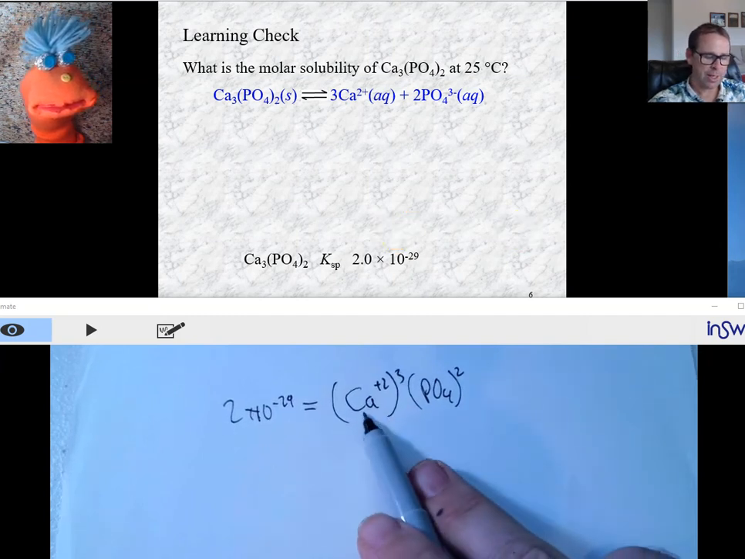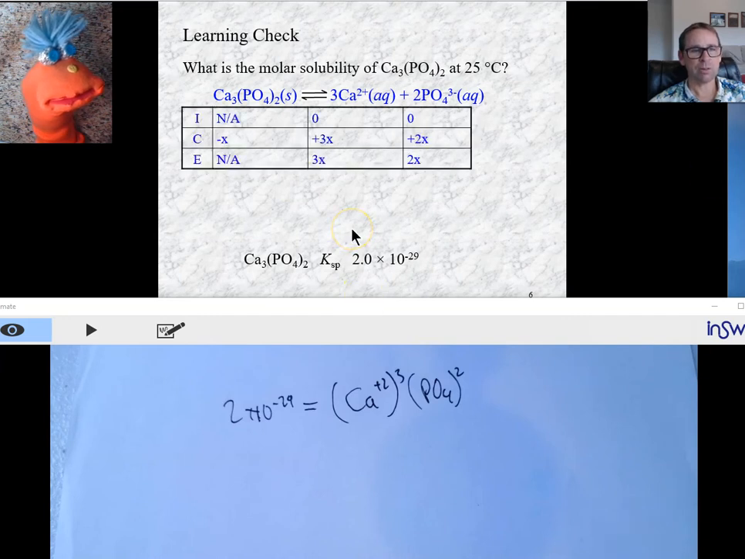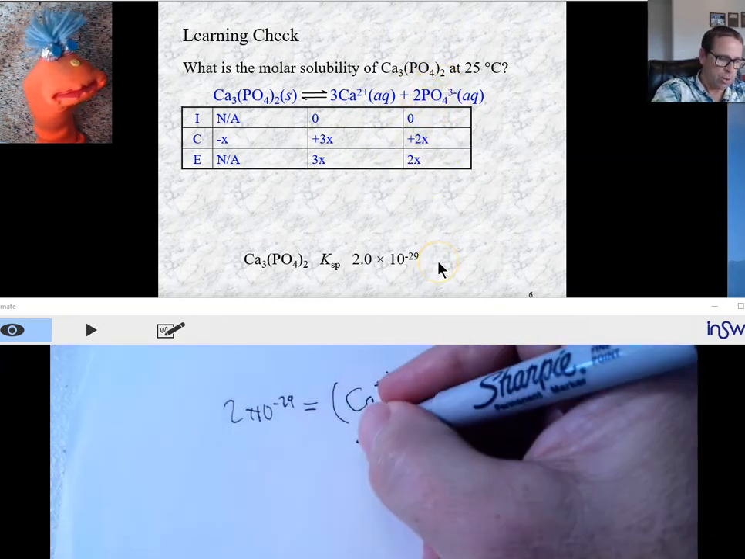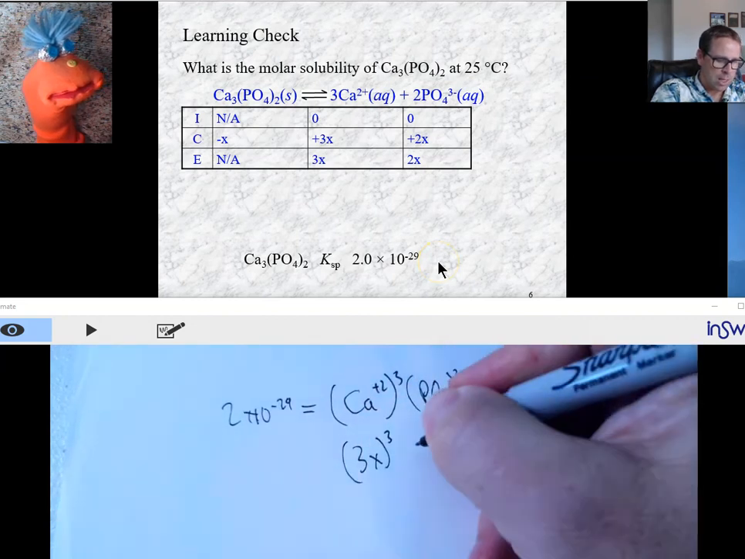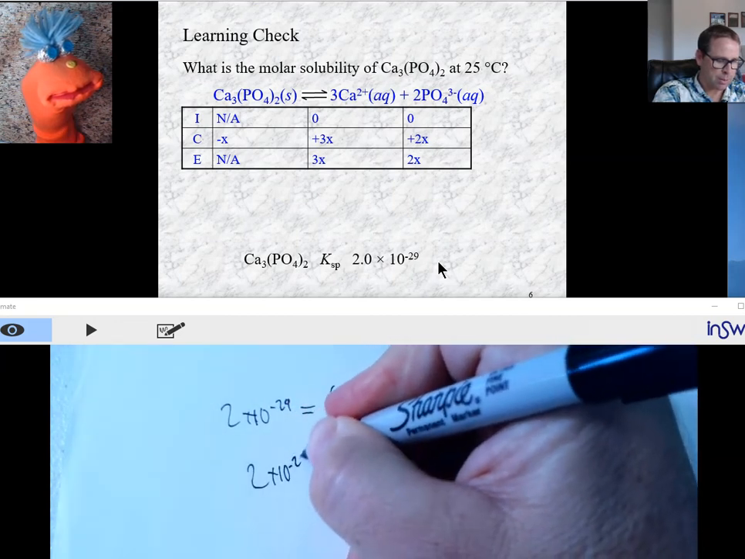All right, so now I can throw in an X for each of these, right? However, I have to recognize that in my ICE table, for every 1 unit here that dissociates, I get 3 calcium ions. For every 1 of these that dissociates, I get 2 phosphate ions. So the concentration of calcium ion at equilibrium is going to be 3x. The concentration of phosphate ion at equilibrium is going to be 2x. So I need to throw in 3x in here and 2x in here, and then set that equal to 2 times 10 to the minus 29.